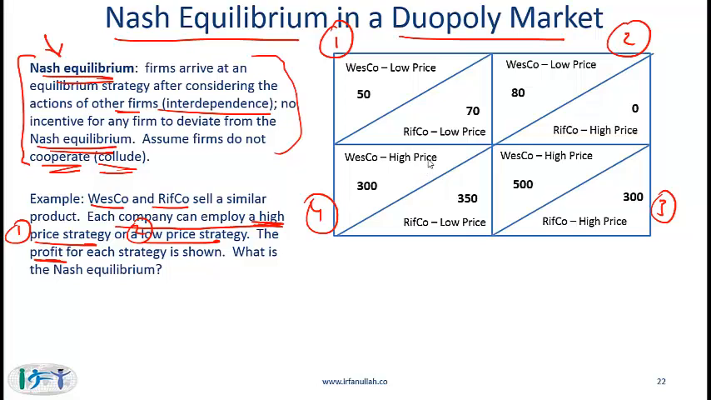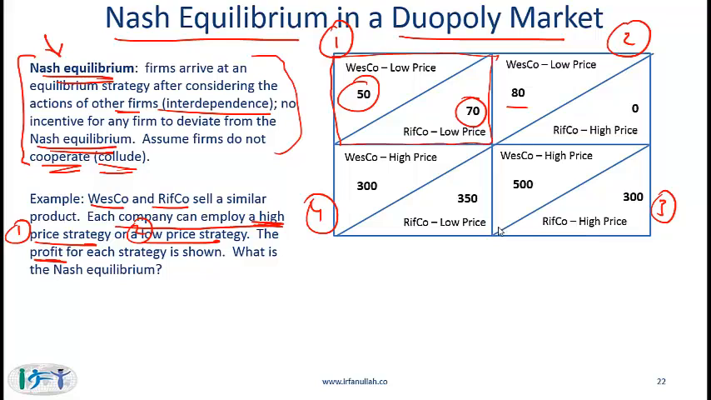Where will we end up such that there is no incentive to get out of that particular box? And just to make sure you understand what we are talking about, if we take box 1, in box 1, Wesco follows a low price strategy. Rifco follows a low price strategy also. And if both companies follow a low price strategy, then the profit for Wesco is 50 and the profit for Rifco is 70. And the same explanation can be given for all these other numbers.